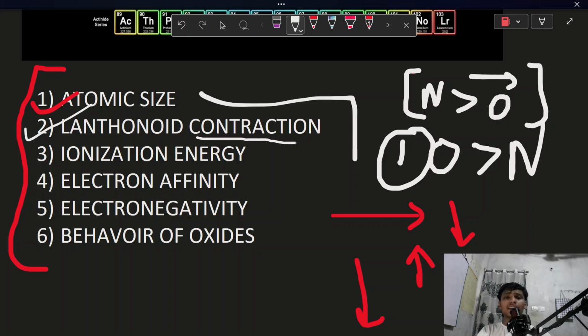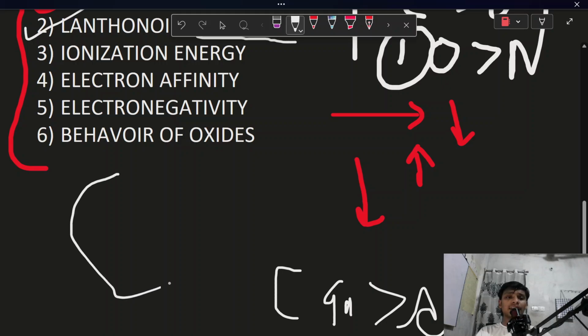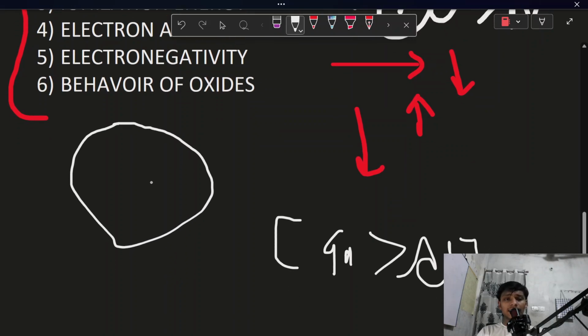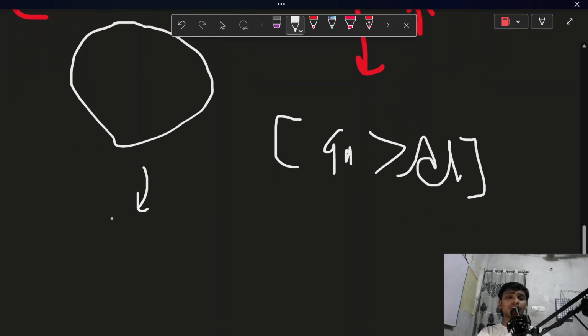So contraction is something when, let's say this is a circle, and there are some circumstances that happen, and after that the size of the circle gets shrunk, right? So this is something that we know is contraction. Now we're going to know about the size, okay?